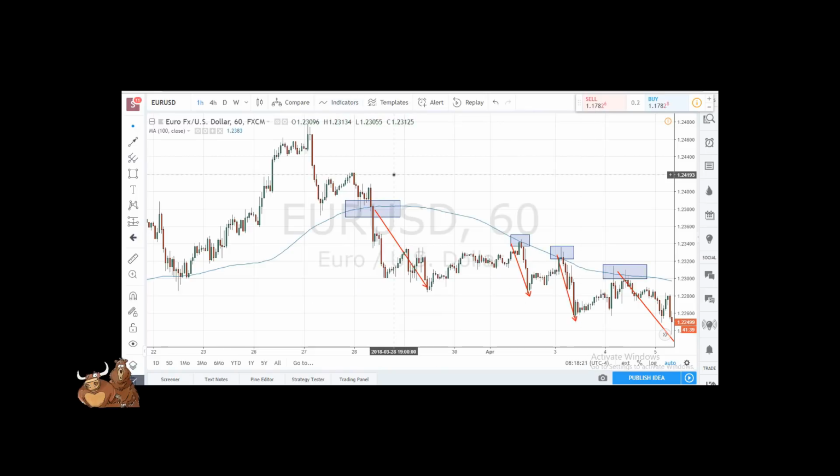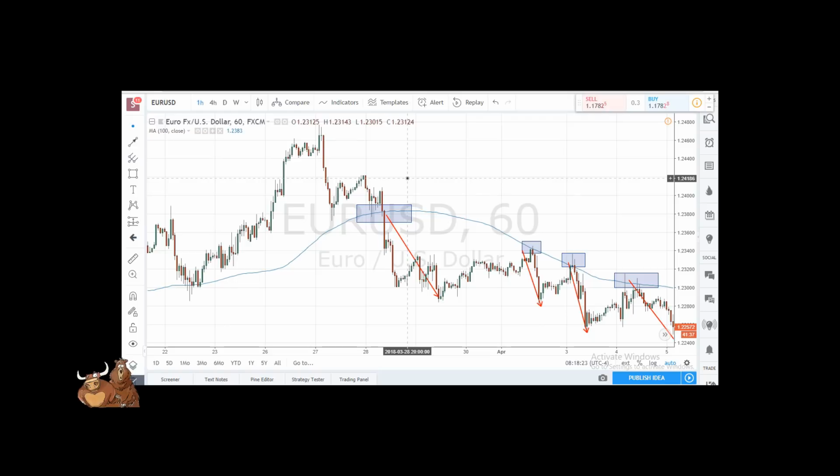So what you need to know about the moving average in the first place is that it's based on the close of a certain number of previous candlesticks. So here, if we have a 100 moving average on a 1 hour chart, it means that this price here, for example, is the average price of the last 100 closing prices on the 1 hour chart. More or less.